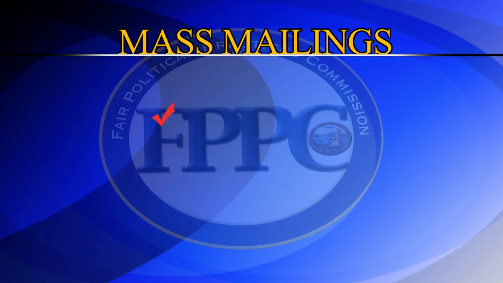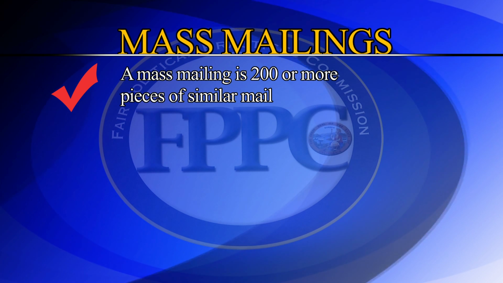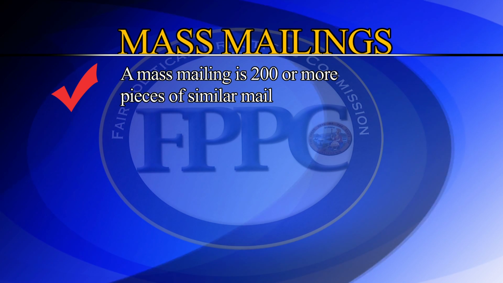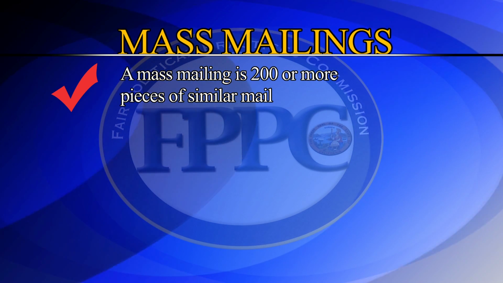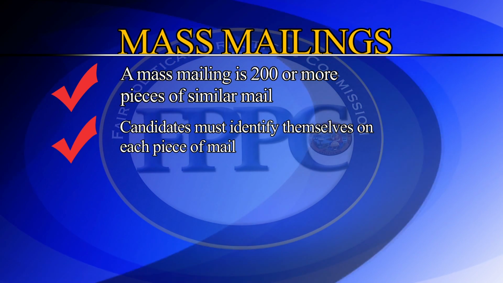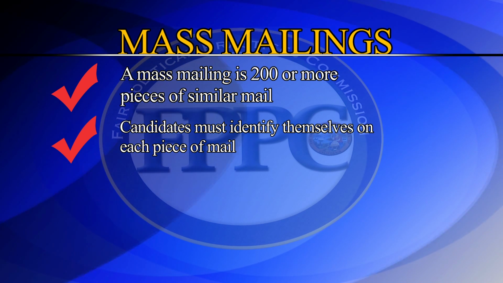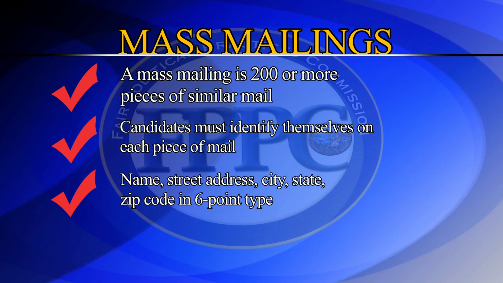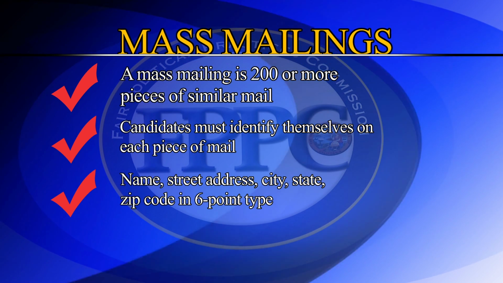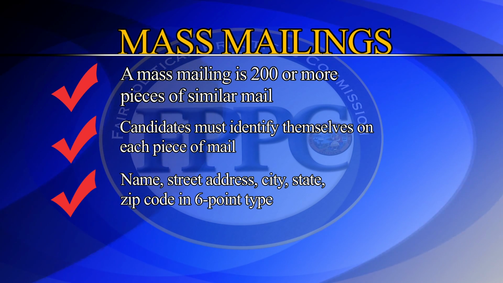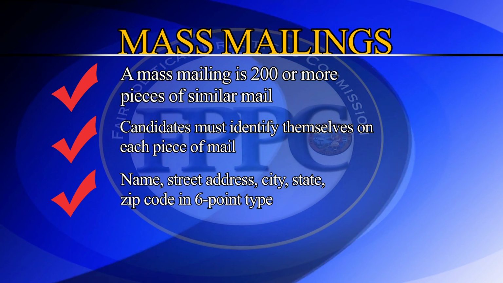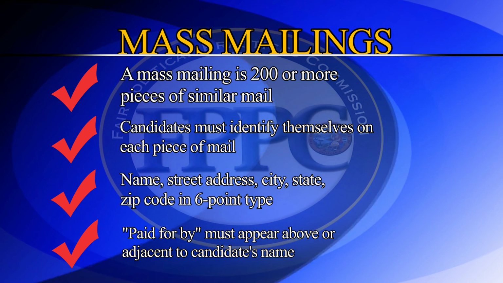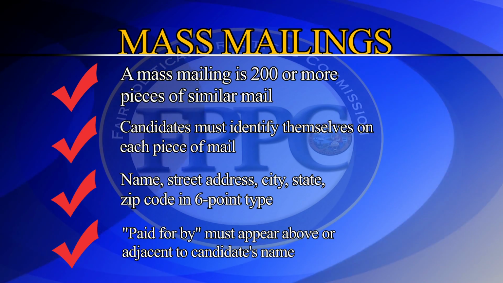Finally, mass mailings have their own set of requirements. A mass mailing is defined as 200 or more pieces of similar mail sent in a single calendar month. Candidates must identify themselves on the outside of each piece of mail in the mass mailing. The candidate's name, street address, city, state, and zip code must appear in 6-point type and in a color that contrasts with the background. The words "paid for by" must appear above or adjacent to the name and address.